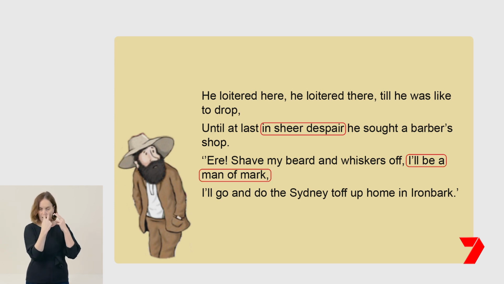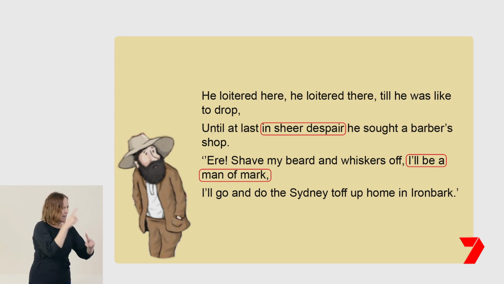The words "I'll be a man of mark" tells us that he wants to be important. He wants to be one of the fancy and grand people. Having his beard trimmed will make him feel and look more sophisticated. This further makes me think that he is self-conscious and unsure of himself. Through the careful selection of language, the author has been able to give us an idea of what our character, the man from Ironbark, is like.